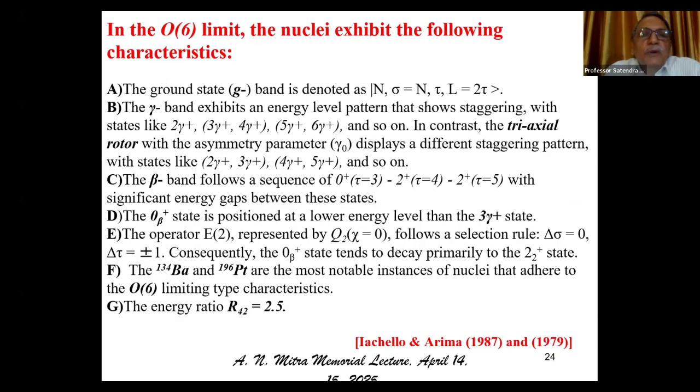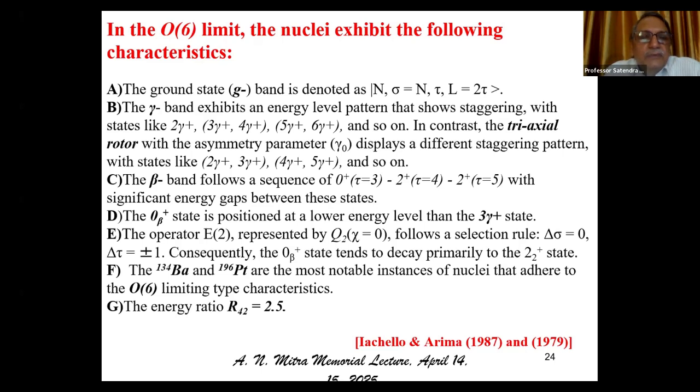Now these are the properties of the O6 limit. The ground band has a well-defined notation. The gamma band exhibits an energy level pattern that shows staggering. As I explained before, 2 gamma is close to 3 gamma, 4 gamma is close to 5 gamma, 6 gamma is close to 7 gamma, while 2 gamma is a little away. It is unlike the triaxial rotor, where 2 gamma and 3 gamma are close, 4 gamma and 5 gamma are close, and so on.